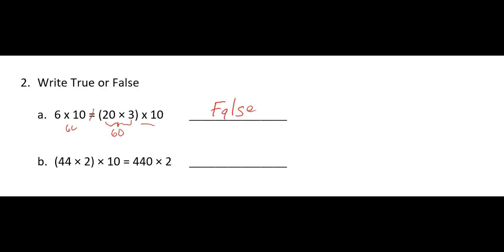In problem B, I have 44 times 2, and I'll take that times 10. On the right-hand side, I have 440 times 2. So if I think about this, if I take 44 times 10, that's the same as 440, so that matches up here. And then I took that times 2, just like I take it times 2 on the right-hand side. So that tells me that that equation is true.